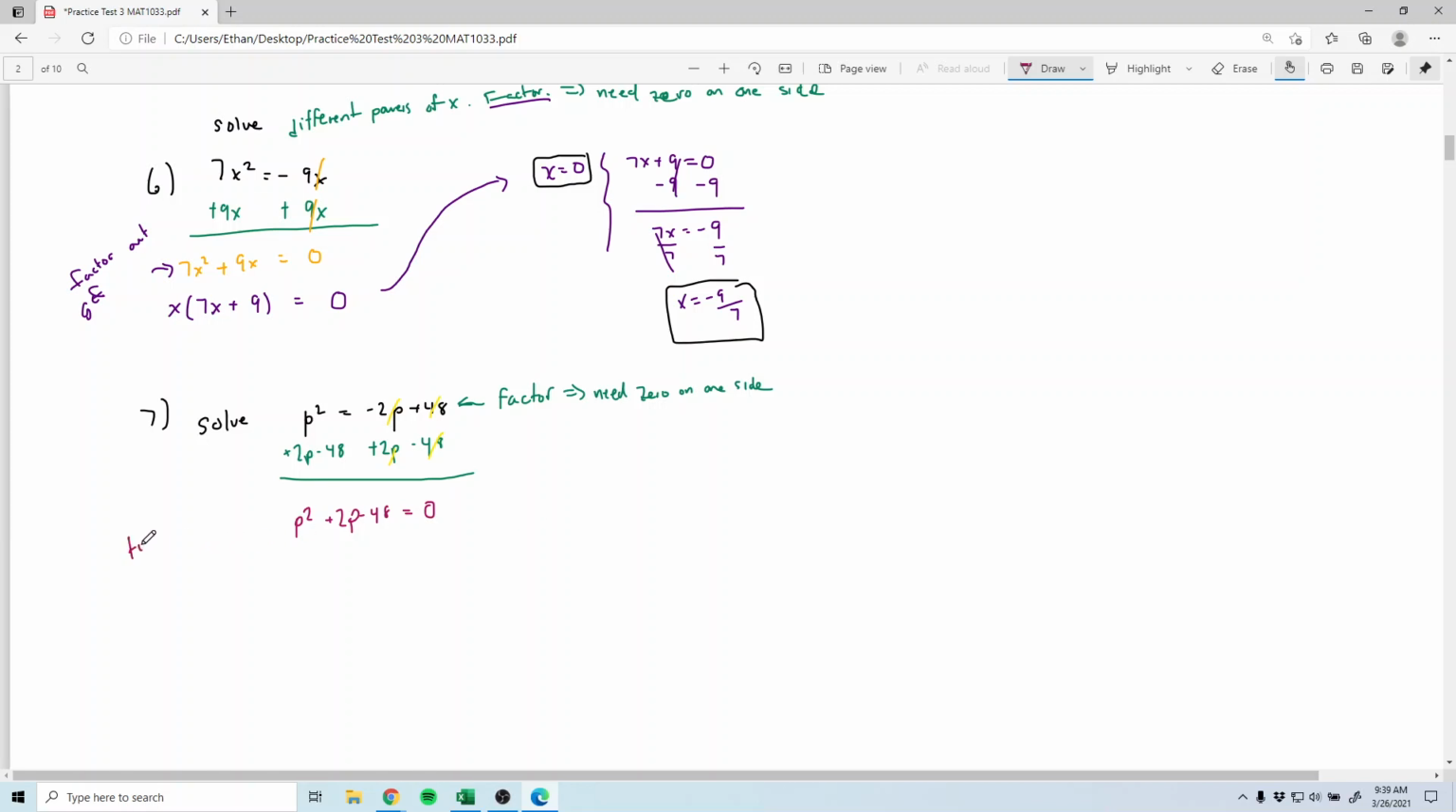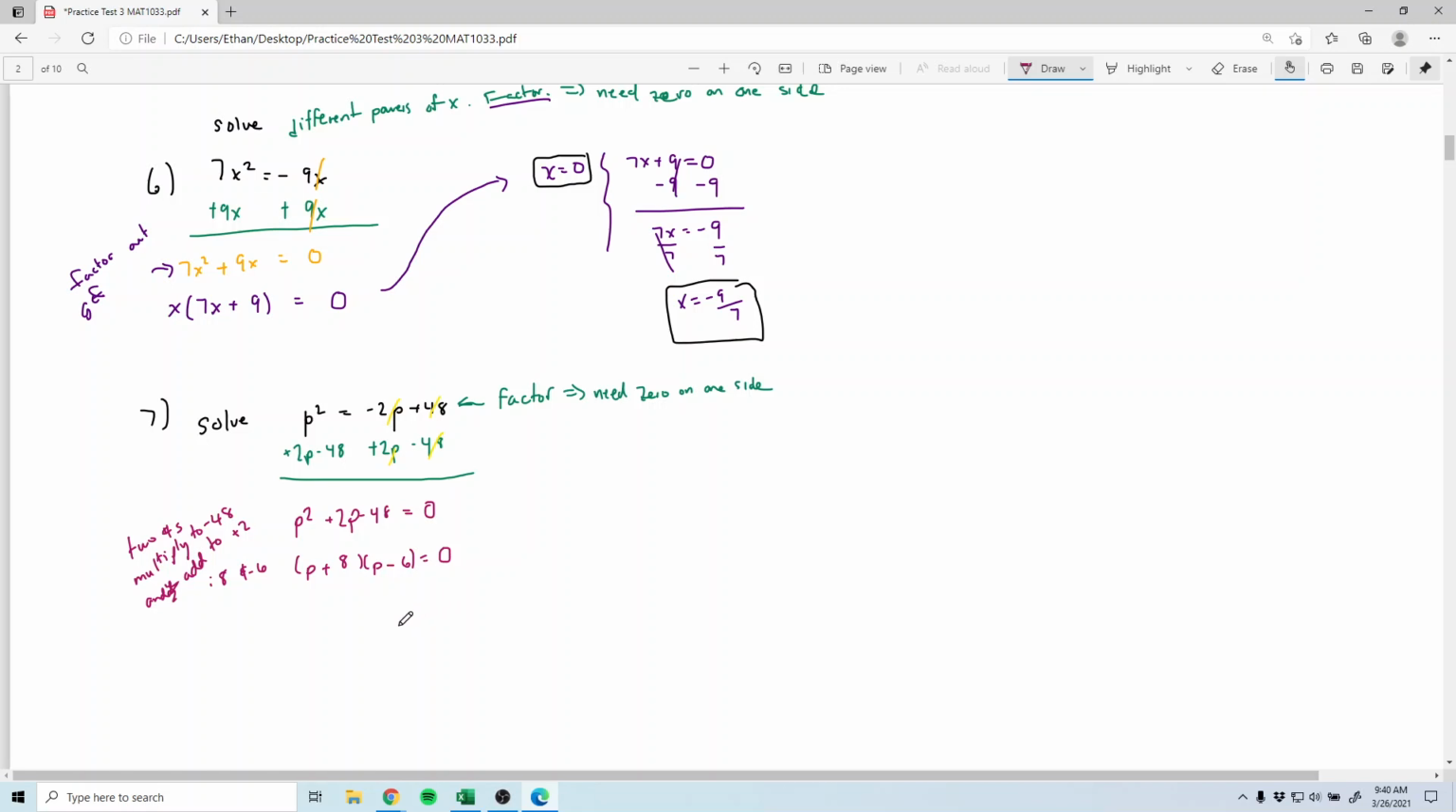But we need two numbers that multiply to negative 48 and add to positive 2 on the 2p. We know the front's going to be a p on each. We also know that one's going to be a plus and one's going to be a minus because we have a negative 48. And 48 can be gotten from 6 times 8. Because we want positive 2, we would use 8 and negative 6 as those two numbers.